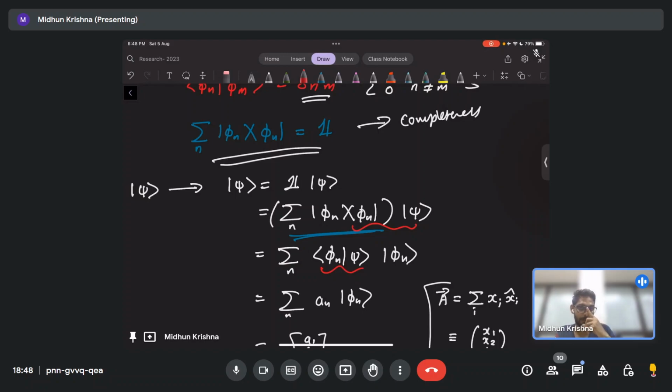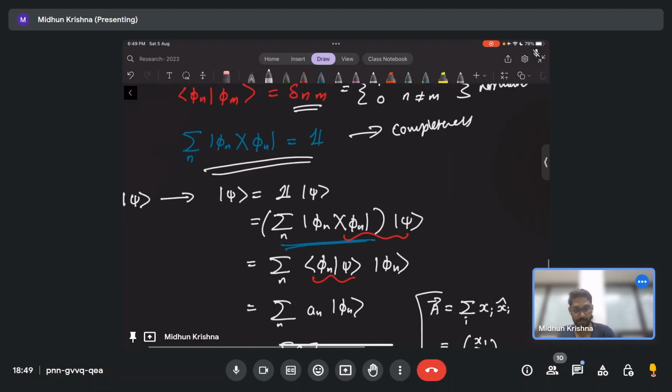When I do an inner product, I get a number, a complex number in this case. It depends on what kind of vector space, Hilbert space, you're talking about. But in the context of quantum mechanics, we are dealing with complex Hilbert spaces, and hence the inner product will be a complex number. So this is the number. So phi n psi is a complex number.